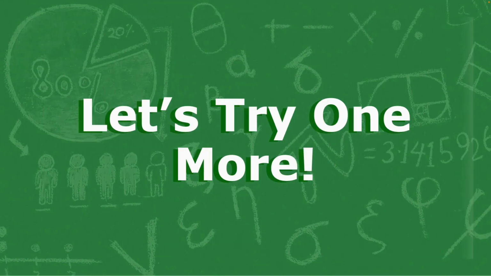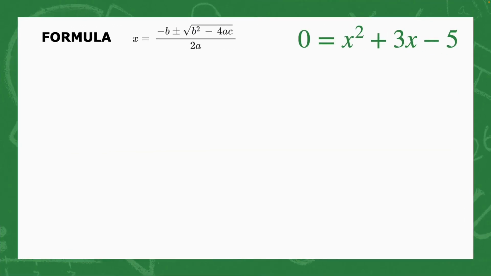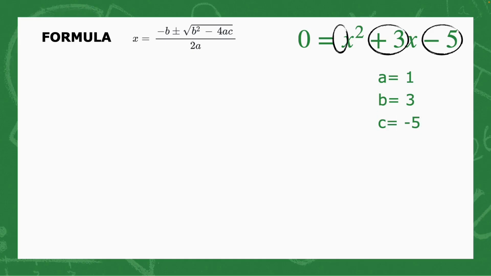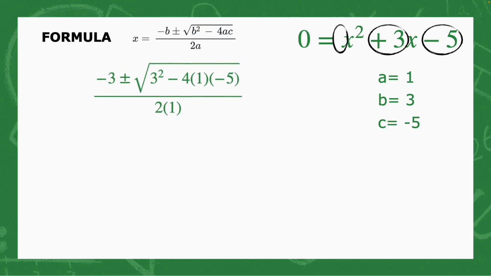Let me show you one more. My equation this time is x squared plus 3x minus 5, and I'll start by identifying my A, B, and C values. A in this case is just 1. That is 1x squared. B is going to be 3, and C will be negative 5. So if I go ahead and plug those values into my formula, I have the same process of simplifying what's under the square root symbol and continuing it further.